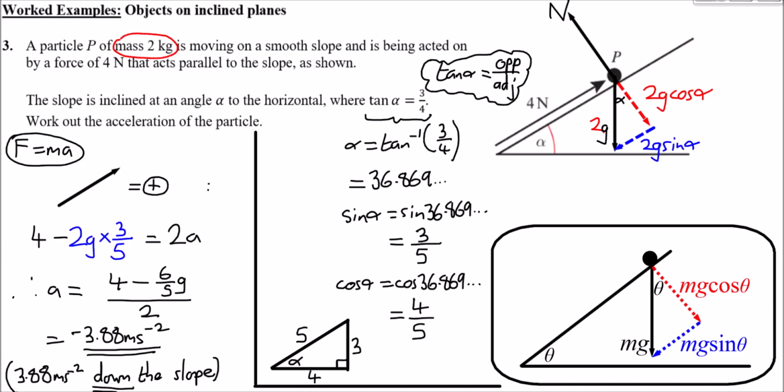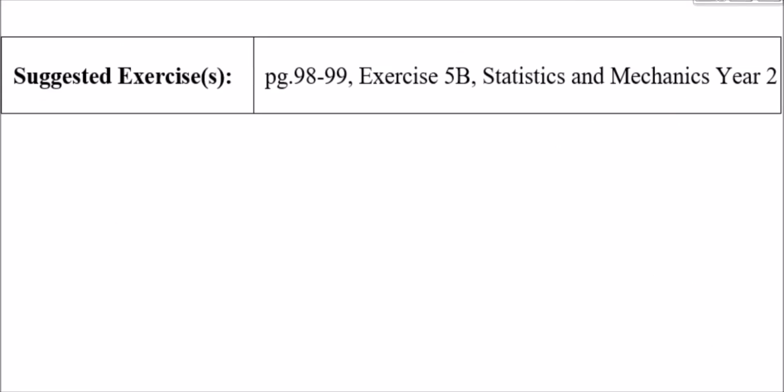That's all I've got to say on these really. It's now over to you to try this idea and get fluent and confident. So if you move on to these exercises now, page 98 and 99 on exercise 5b in the Stats and Mechanics book, try them all, check your answers regularly, as I'll always say, and if you're still stuck, ask a friend who you work with, or ask me either in class, on email, or in the comments section.